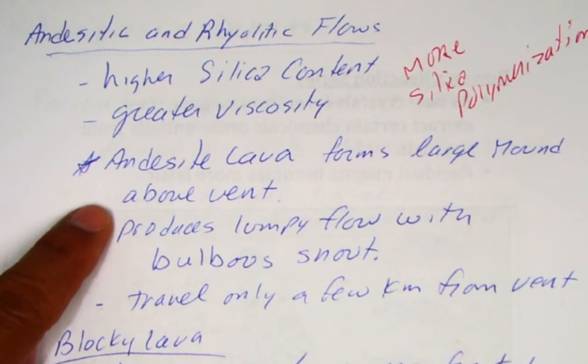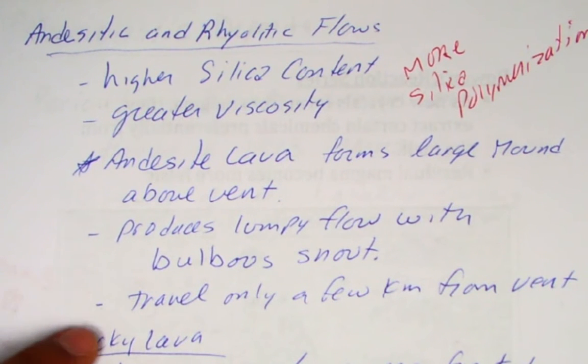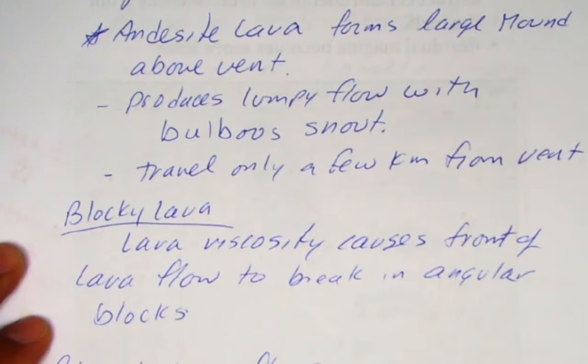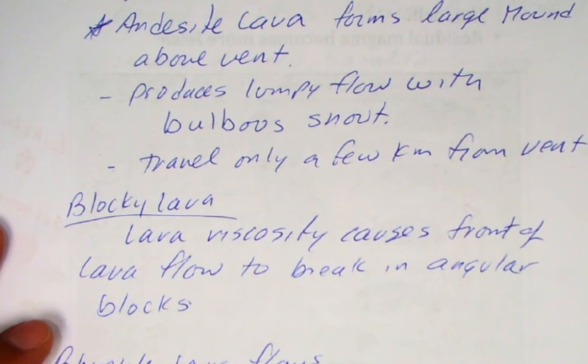And then andesite flows form large mounds above the vent, produce lumpy flows with bulbous snouts, right? They travel only a few kilometers from the vent. Whereas blocky lava viscosity causes the front of the lava to break into angular blocks, right? So it's more, you won't see hoi hoi lava in here.